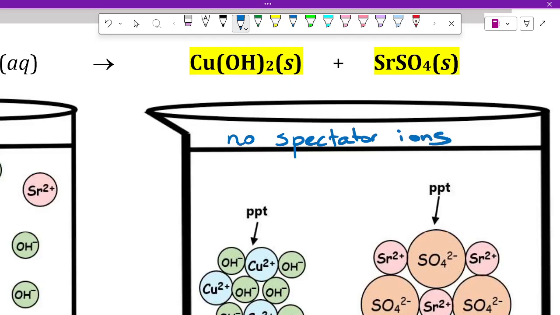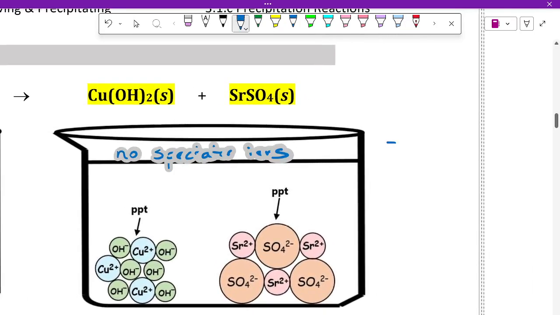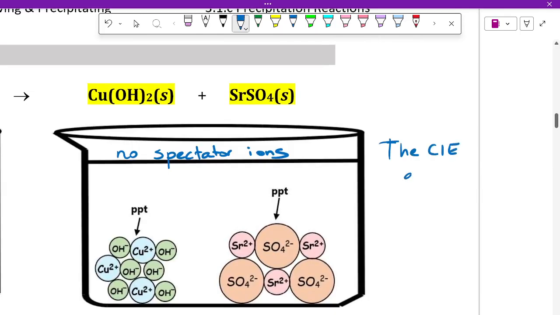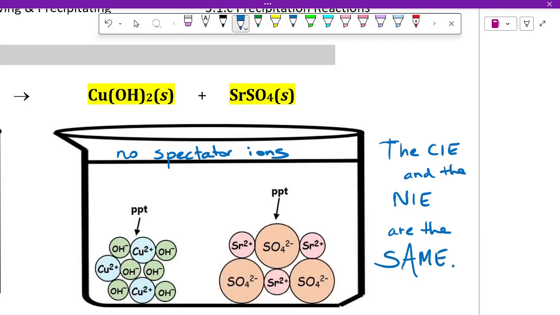And if there are no spectator ions, what can you say about the complete ionic equation and the net ionic equation? They are the same. So just write the complete ionic equation and then you're done, okay, if you get two precipitates. Do you remember how to write the complete ionic equation?